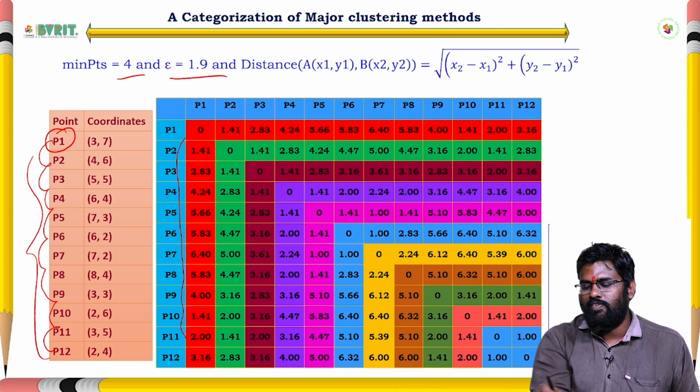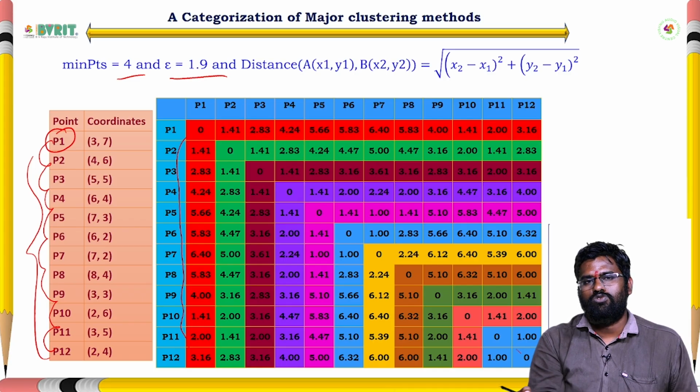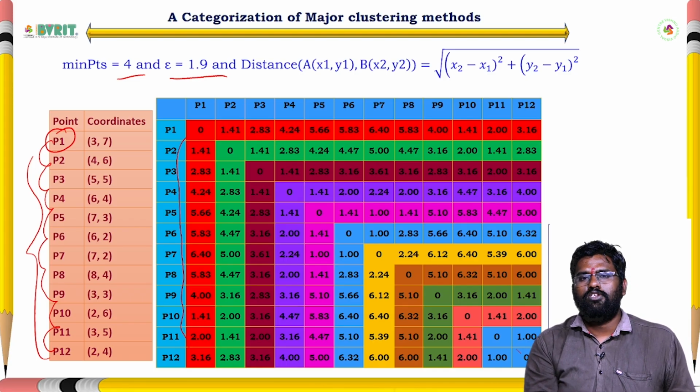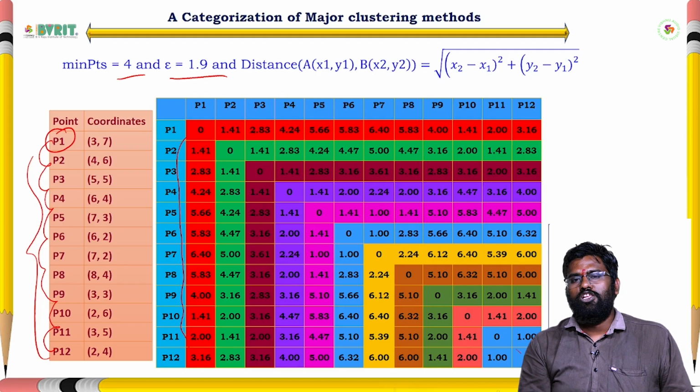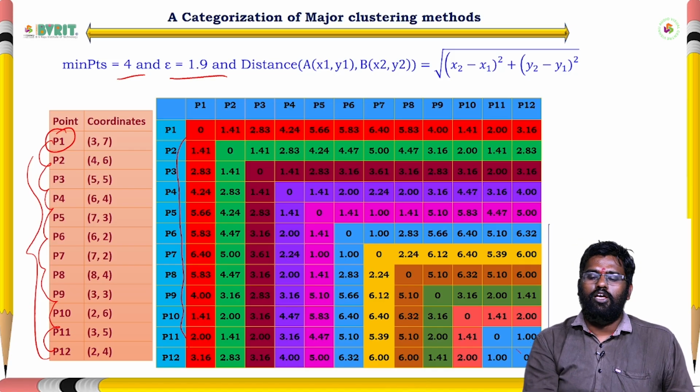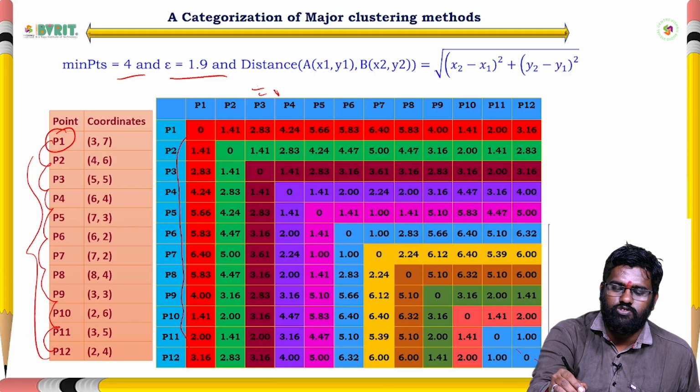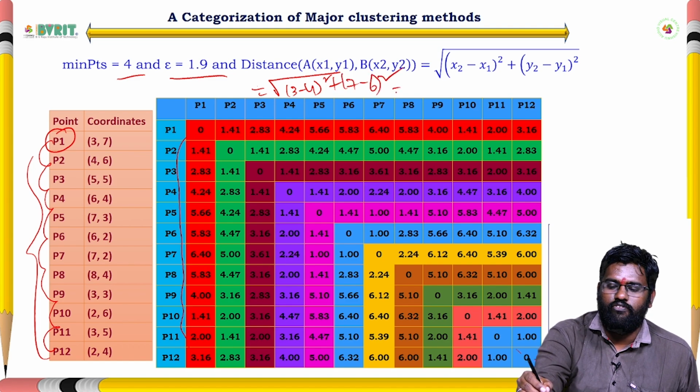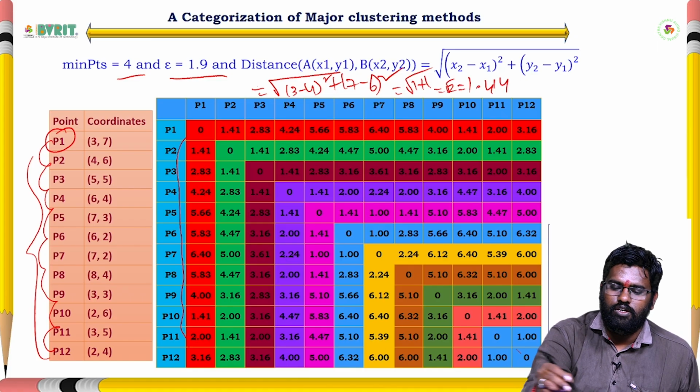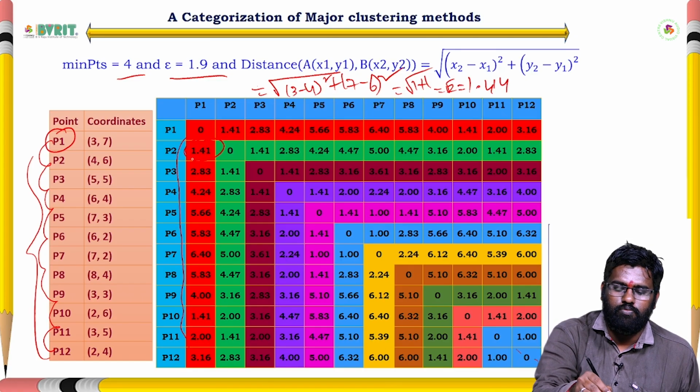Observe this: the diagonal values are all zeros. Why? Because the P1 to P1 distance means the square root of the first value minus the same value, whole square, plus the second value minus the same value, whole square. So diagonally the values will be 0. Like this we calculate the Euclidean distances to get all these values. How do we get them? P1 to P2 distance: square root of (3 minus 4) whole square plus (7 minus 6) whole square. So square root of 1 plus 1, square root of 2, that value is 1.414. I wrote that value here, 1.414.